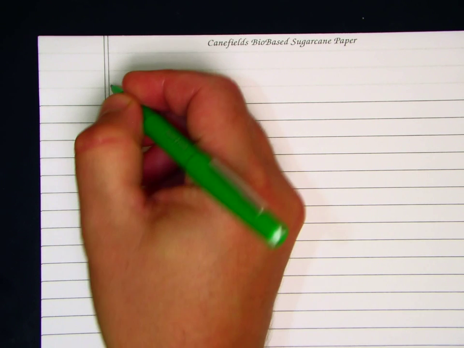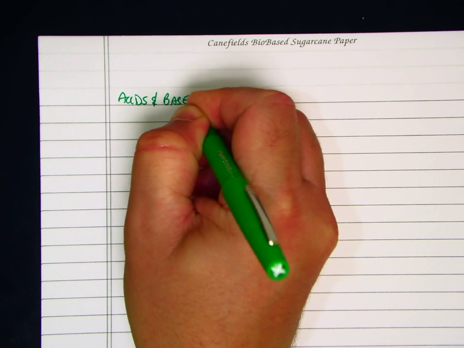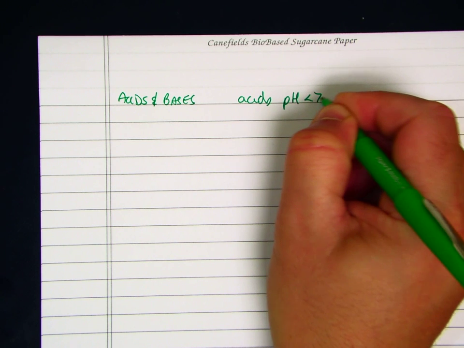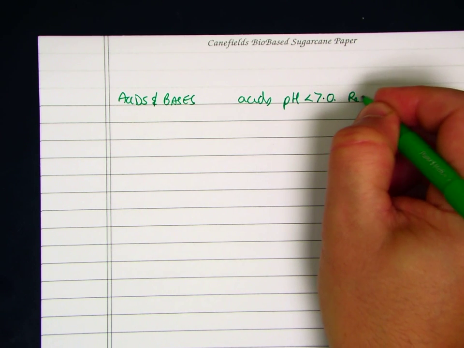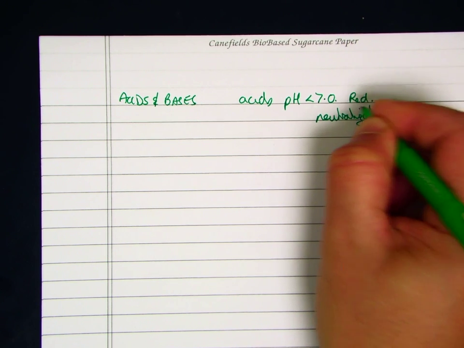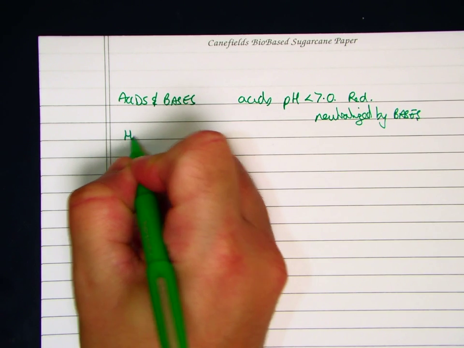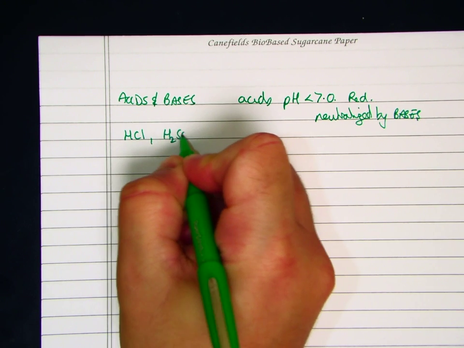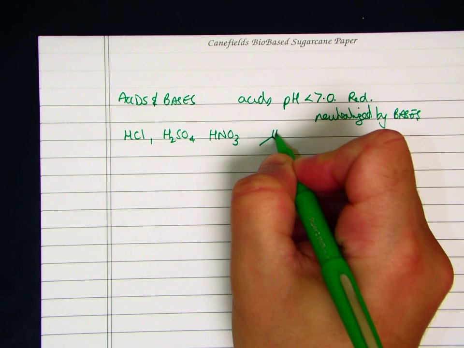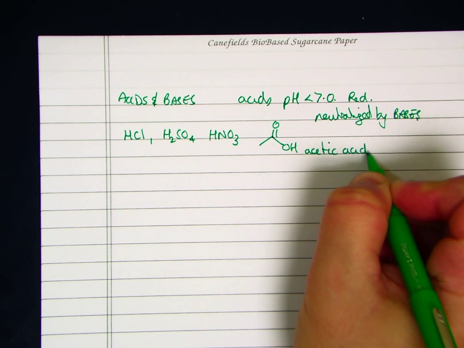So let's look at acids and bases. And we know acids with a pH less than 7 tend to be red in aqueous solution, and are neutralized by bases. That we know. Obviously we've got hydrochloric acid, sulfuric acid, nitric acid, and obviously acetic acid, which is an important carboxylic acid.